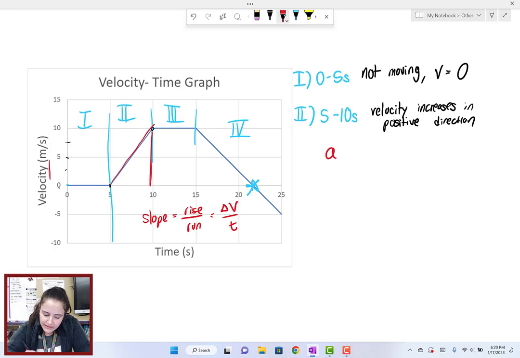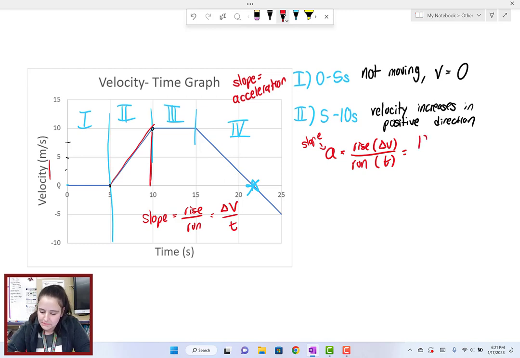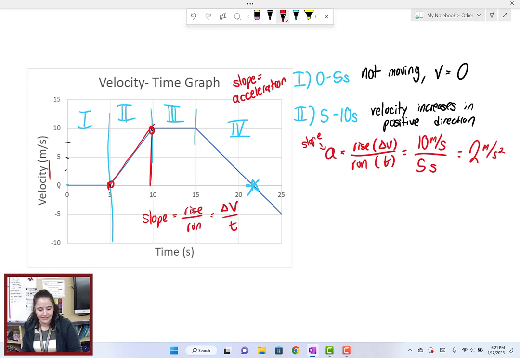So the acceleration, AKA the slope, and let's write that at the top too. The slope equals the acceleration. So the slope is the acceleration, and we have the rise, AKA the change in velocity, over the run, AKA the time. The rise is 10 meters per second. It goes from 0 to 10 meters per second in 5 seconds. So it is accelerating at a rate of 2 meters per second per second, which we write as 2 meters per second squared. Speeding up by 2 meters per second every second.